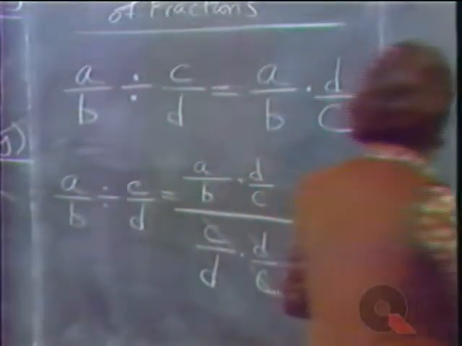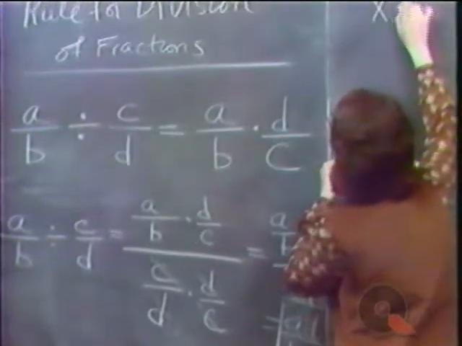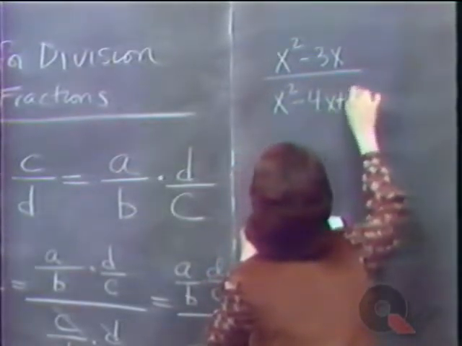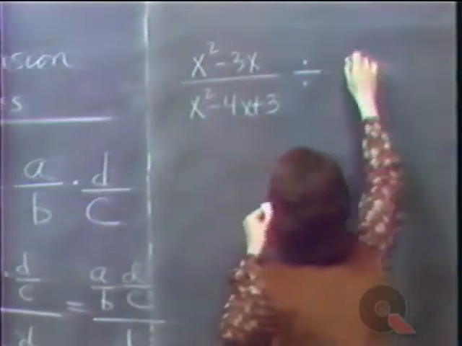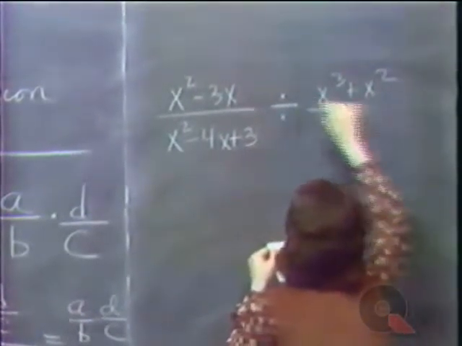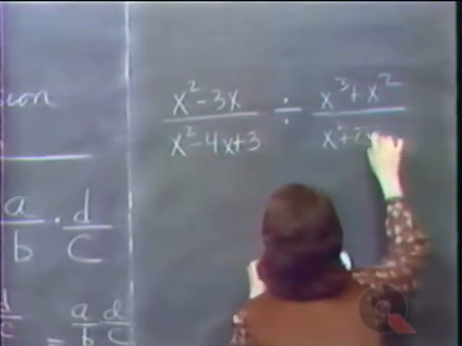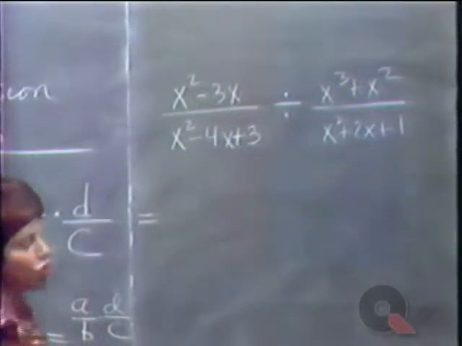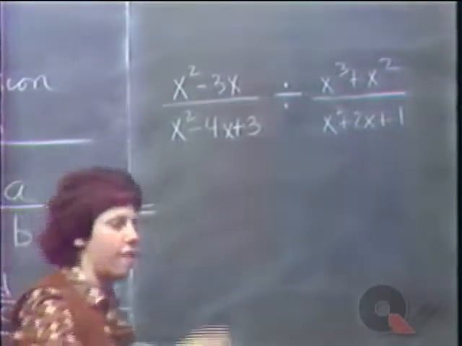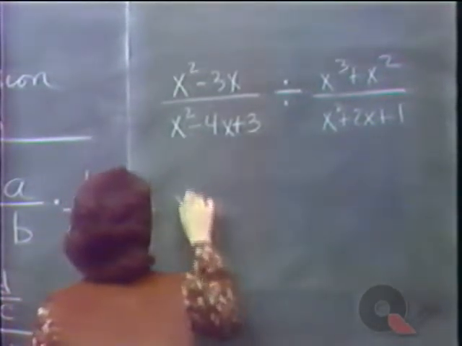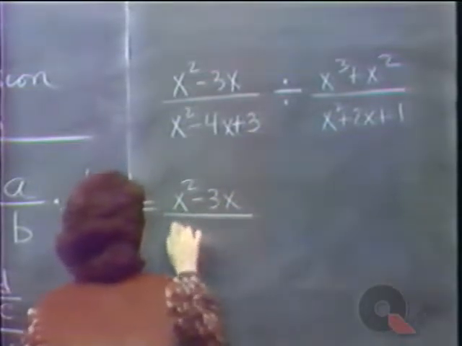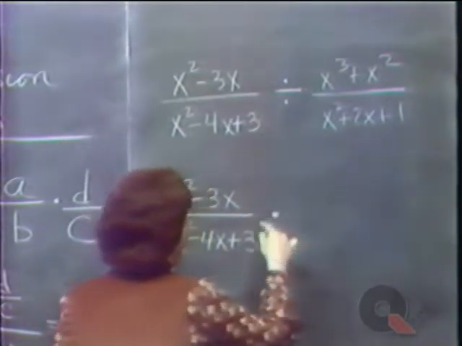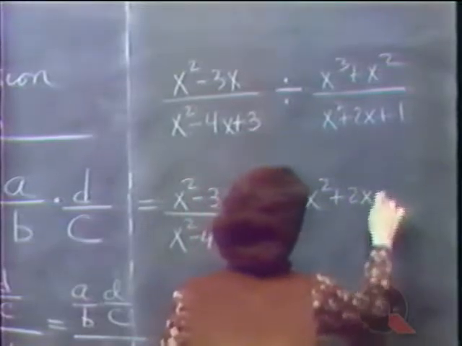Let's try an example. X squared minus 3x over x squared minus 4x plus 3 divided by x cubed plus x squared over x squared plus 2x plus 1. And I would say the first thing to do is to rewrite this problem in terms of multiplication. Don't try to save paper or save steps, okay, and try to factor at the same time. I'm just going to rewrite it this time as a multiplication. X squared minus 3x over x squared minus 4x plus 3. Instead of dividing by this, I invert and I multiply. So I'm going to multiply by the reciprocal here.